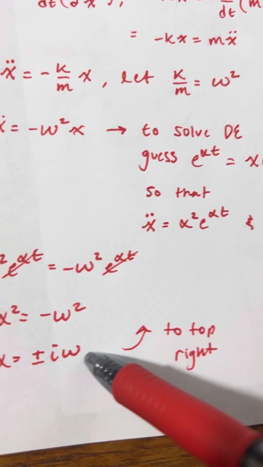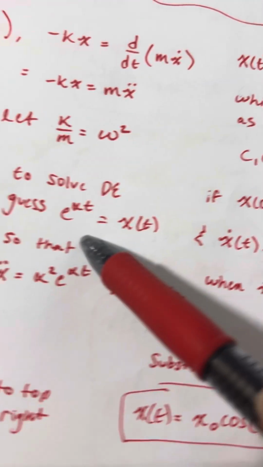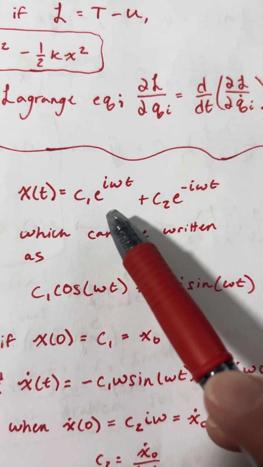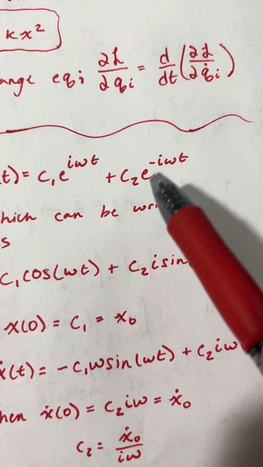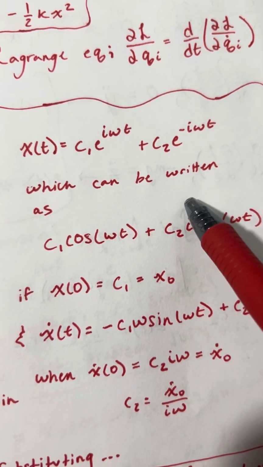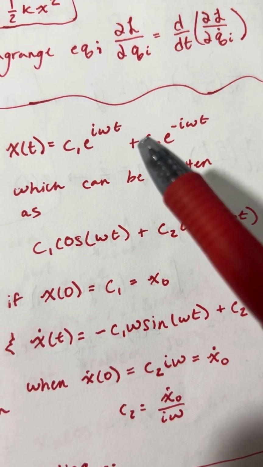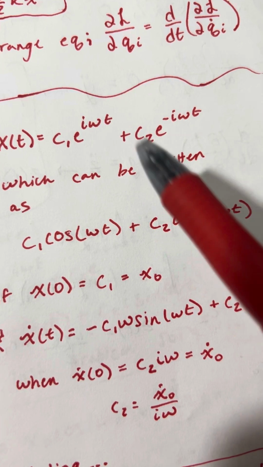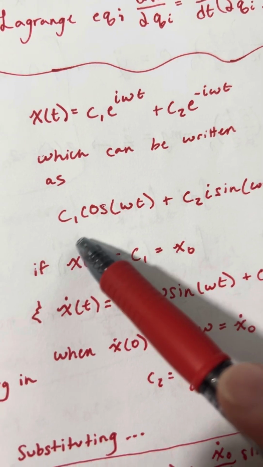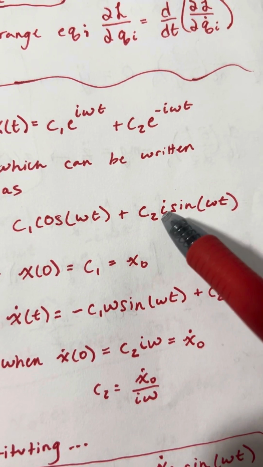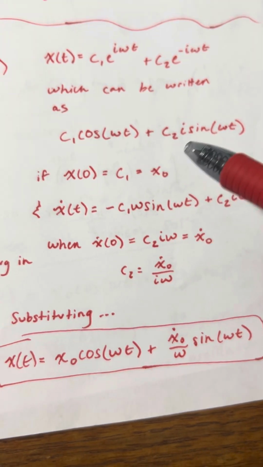So now that we know this piece, we can go ahead and say in general that our x of t equation is going to be c1 e to the i omega t plus c2 e to the negative i omega t. And we can rewrite this using Euler's identity relating exponential functions and trigonometric functions. We can rewrite that x of t is c1 cosine omega t plus c2 i sine omega t. And now we can just solve for our constants.